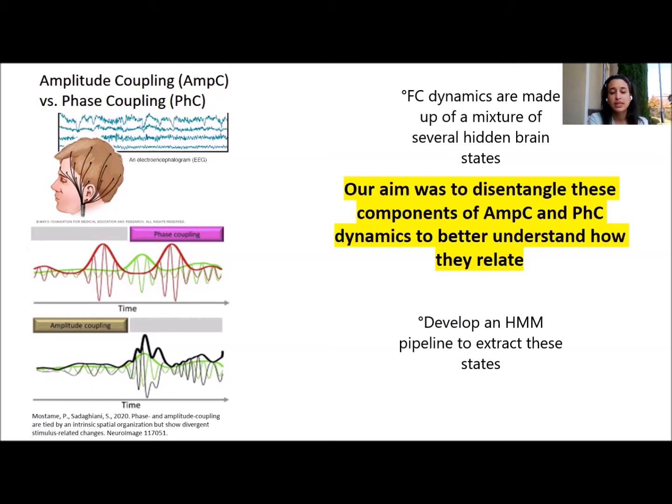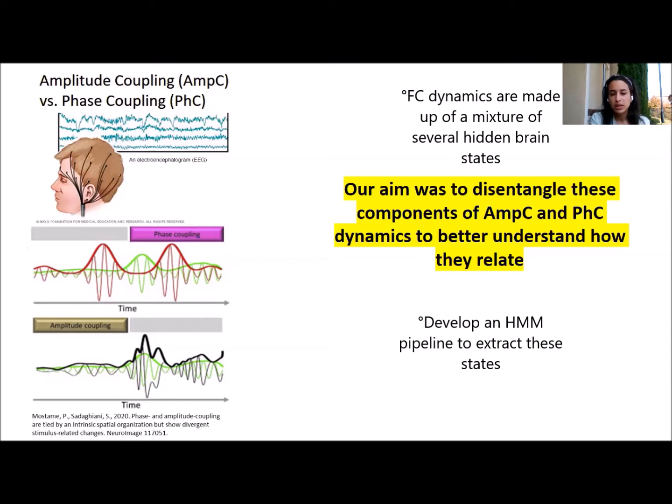A previous study showed that static amplitude coupling and phase coupling relate only in the baseline organization, that is, functional connectivity at resting state, but have distinct responses to stimuli. We wanted to investigate this further, but with more focus on the dynamic functional connectivity rather than the static. Studies have reported that functional connectivity dynamics are made up of a mixture of several hidden brain states. Those are specific patterns of neural activity.